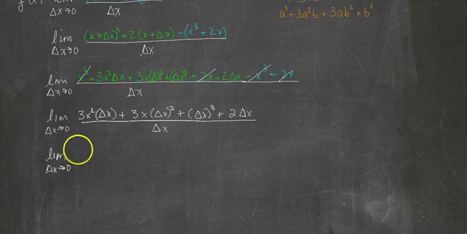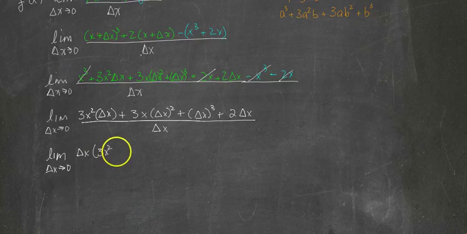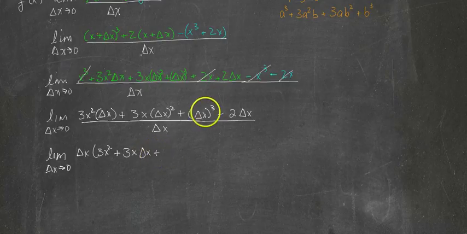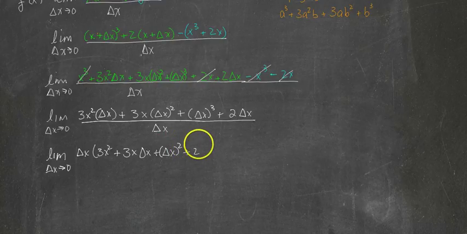So I'm going to factor out 1 delta x, and that leaves me with 3x squared plus 3x, I still have a delta x there, plus delta x squared, I still have 2 delta x's there, plus 2.